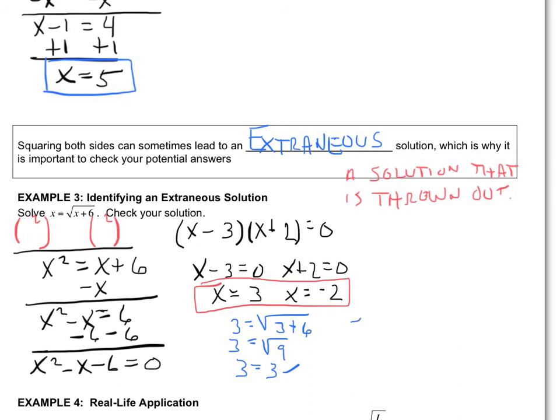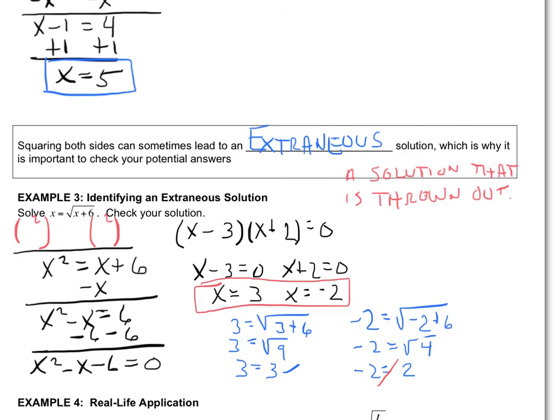When I go to the second one, negative 2 equals the square root of negative 2 plus 6. Negative 2 equals the square root of 6. I'm sorry, the square root of 4. Good catch. When I take the square root of 4, I don't get negative 4. It's not saying we want the negative. It's saying we get a positive 2, which does not equal negative 2, which is telling me that this doesn't work. So negative 2 is actually going to be an extraneous solution to us.